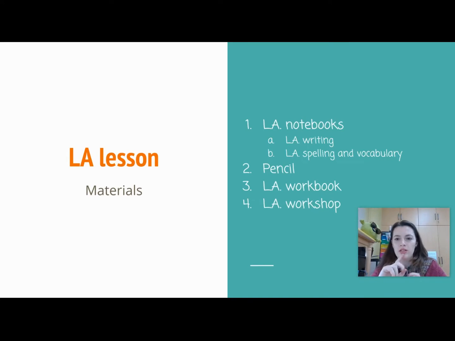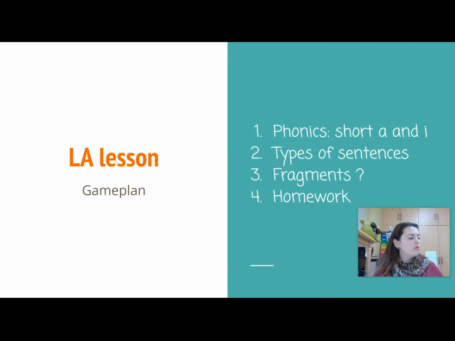All right, so you need your two notebooks, a pencil, colorful pencils is okay. And of course, your LA workbook with your name and your LA workshop. Remember, don't write in this, please. Okay, what we're going to do today is we are going to talk about short A and short I, like the sound. We're going to practice types of sentences. We're going to talk about what is a fragment, and then we'll go over homework and we're done. Okay, let's get started.